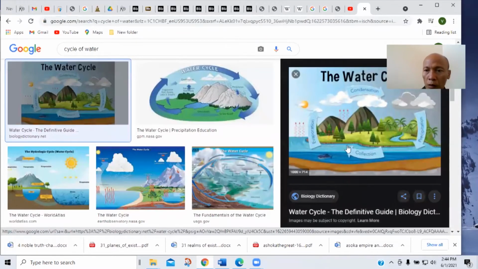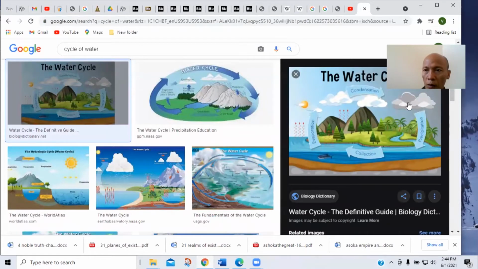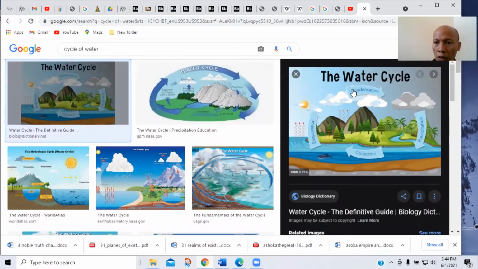You can see that this is the cycle of water: condensation as the cloud, precipitation draining down, collection, and evaporation. That's the cycle of water, and there is no beginning and no ending point of the water cycle, whether it's on Earth or anywhere in the universe.